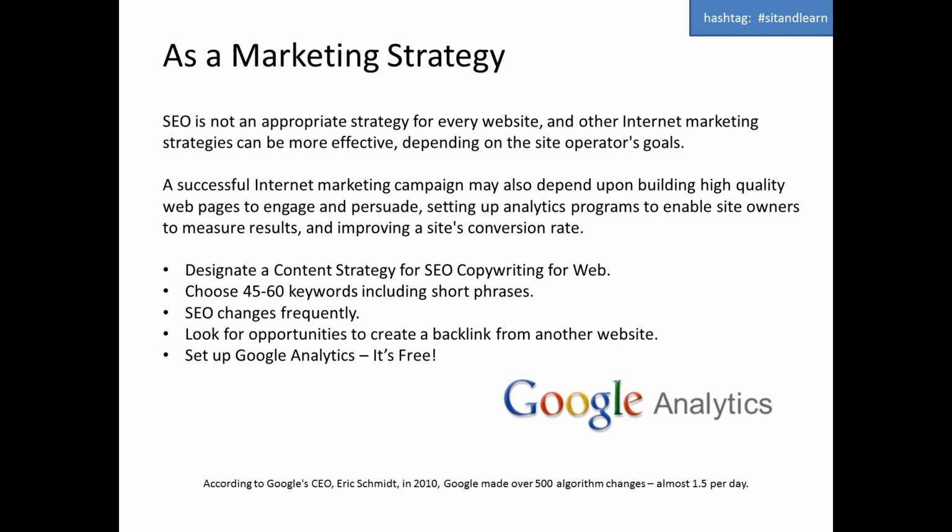So here's what I would say to do as a marketing strategy. Designate a content strategy for SEO copywriting for web. If you have somebody on staff that is writing content for your website, they need to have a list of 45 to 60 keywords, including short phrases, posted right above their monitor. So when they're typing out this content for websites, they are using a structured version of what your messaging, what your branding says inside of that content strategy.